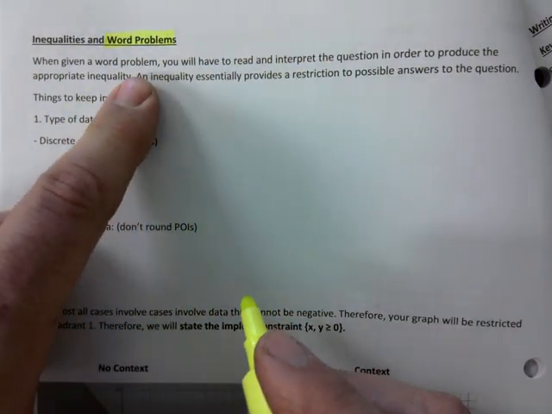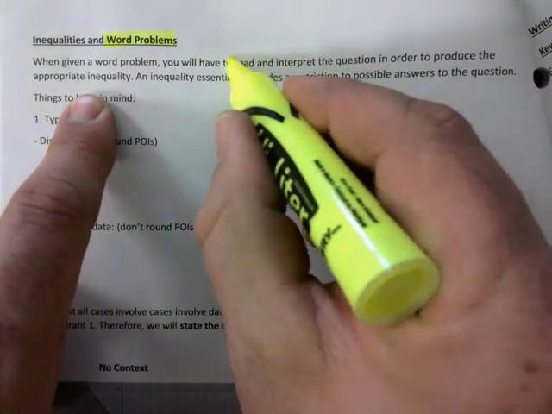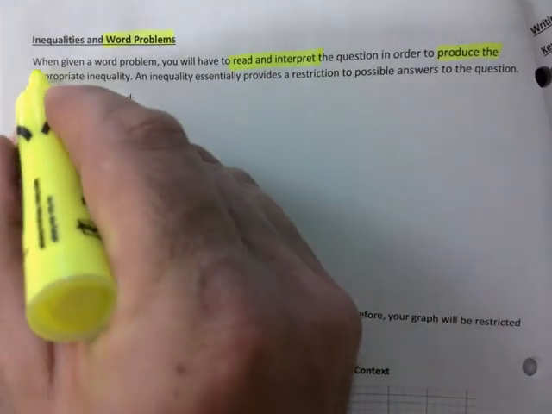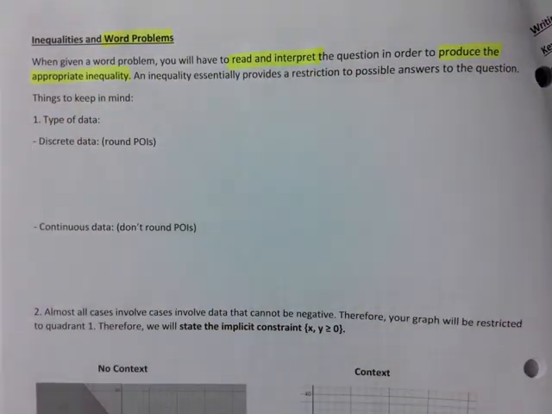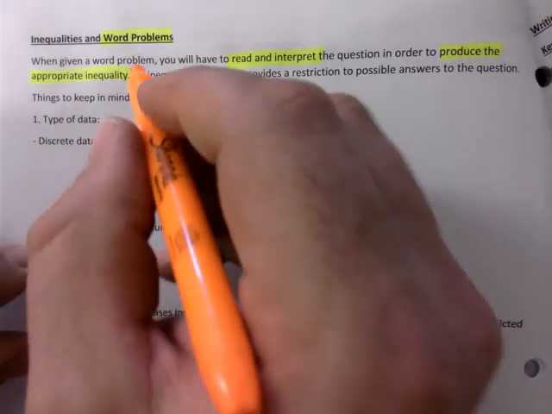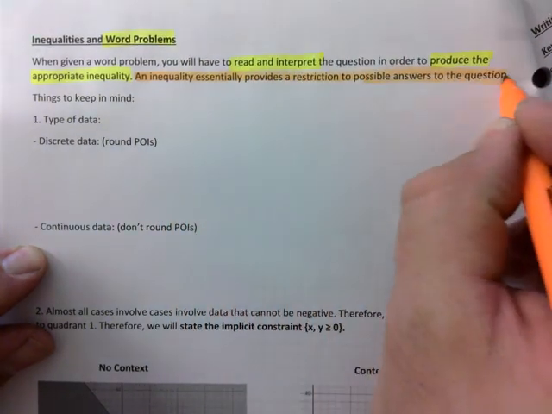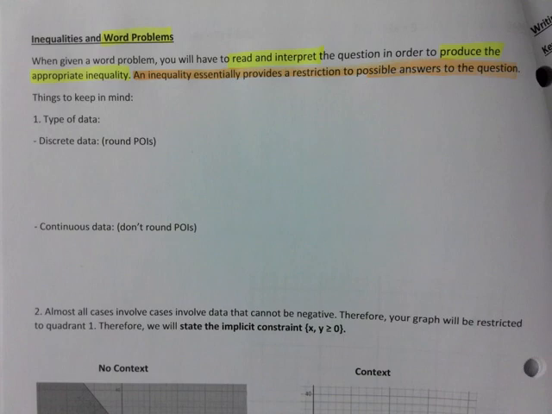Now, when you're given a word problem, you'll have to read and interpret the question in order to produce an inequality that goes with it. An inequality essentially provides restrictions to possible answers. You're saying, hey, it's not everything, but I'm going to restrict the plane a little bit and have certain options for my solutions there.